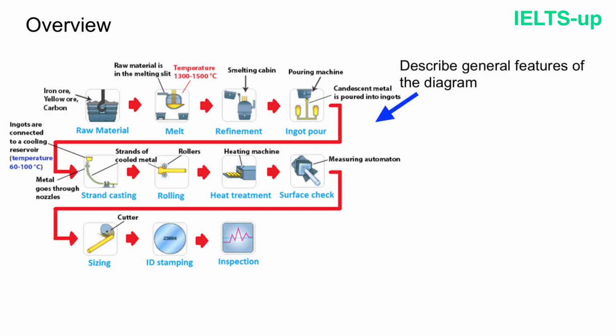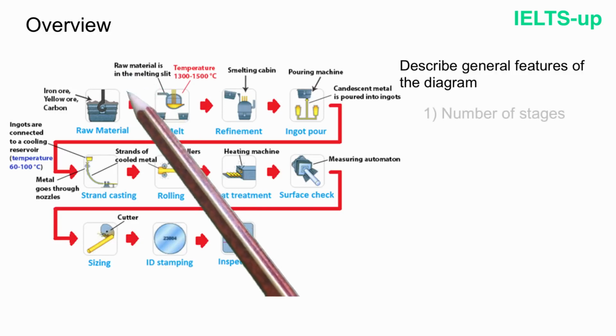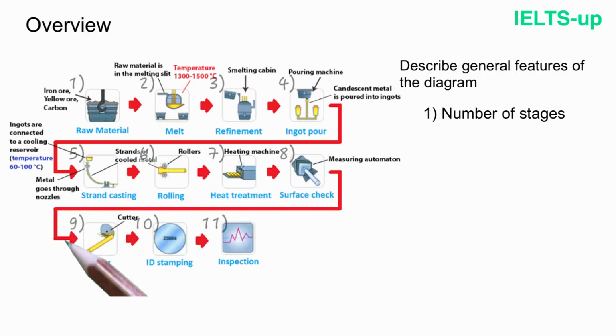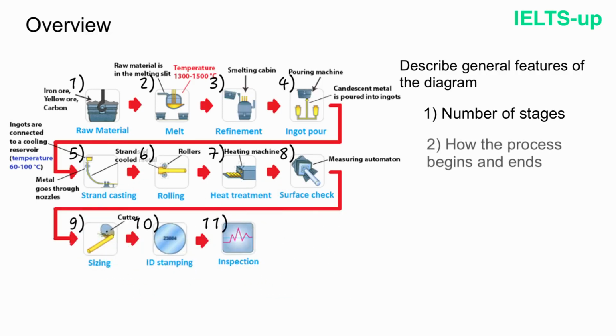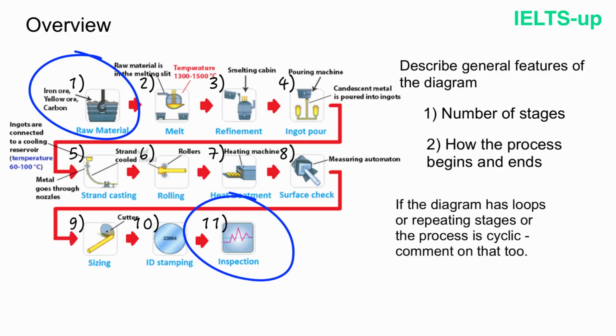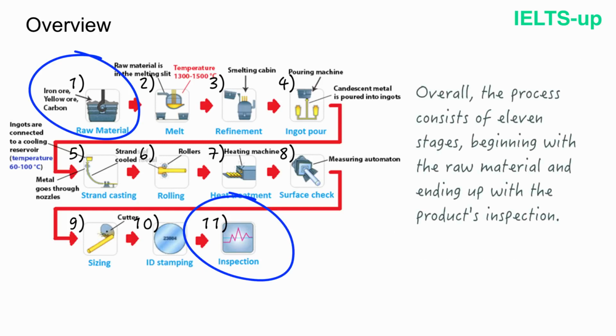But unlike line graphs, pie charts, and bar charts, process diagrams have no general trends or key changes to identify. That's why, while giving the overview of your diagram, you should write, first of all, the number of stages. As you can see in this process we have 11 stages, and how the process begins and ends. If the diagram has loops or repeated stages, or the process is cyclic, you may also want to comment on that. In our case, the general overview looks like this.